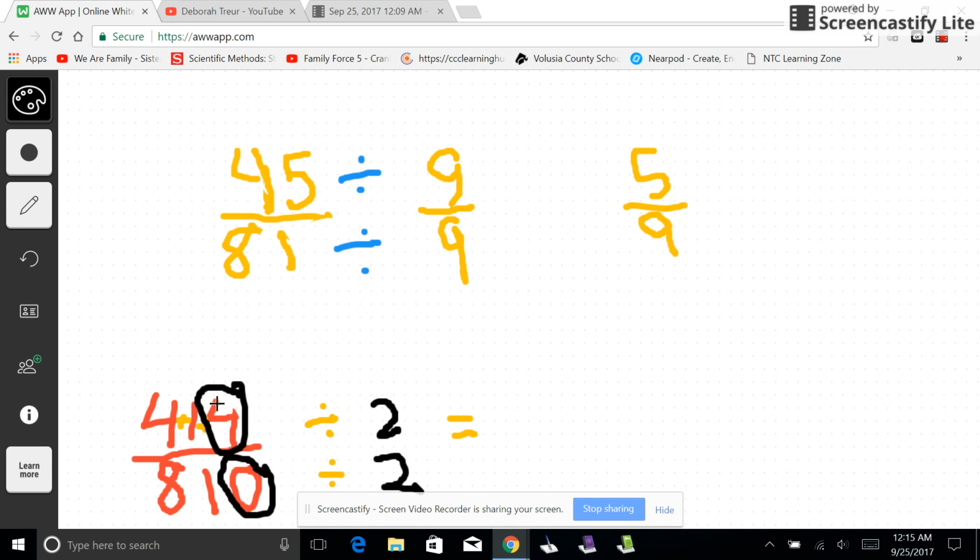So 4 gives us an indication that we could take the whole number, 414, and cut it in half. We can take 810 and cut it in half, and we would come up with another fraction. But we would still probably have to reduce again because we know that the biggest factor that could go into both of those was 9. So we're probably going to have to reduce that again to get to the simplest form.